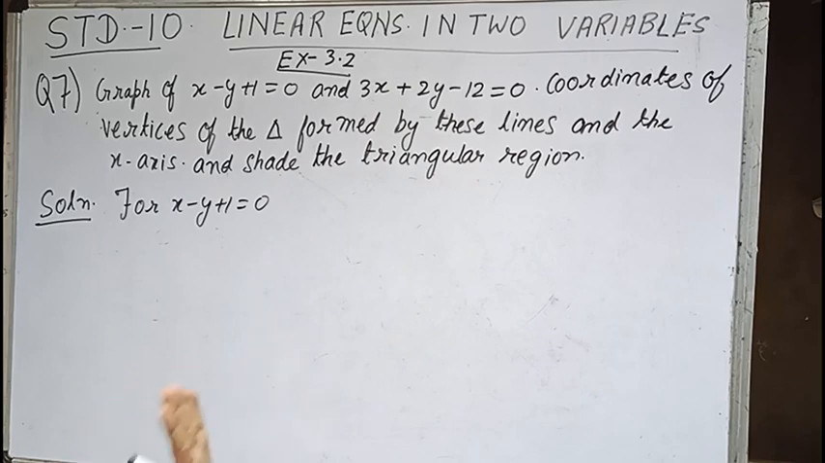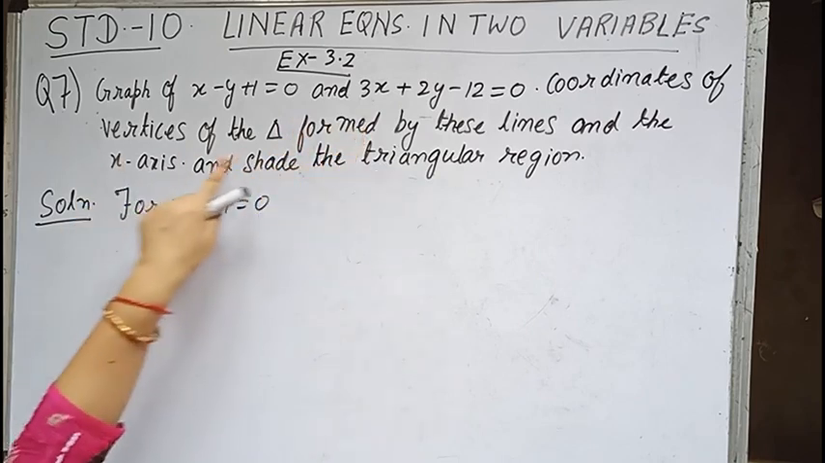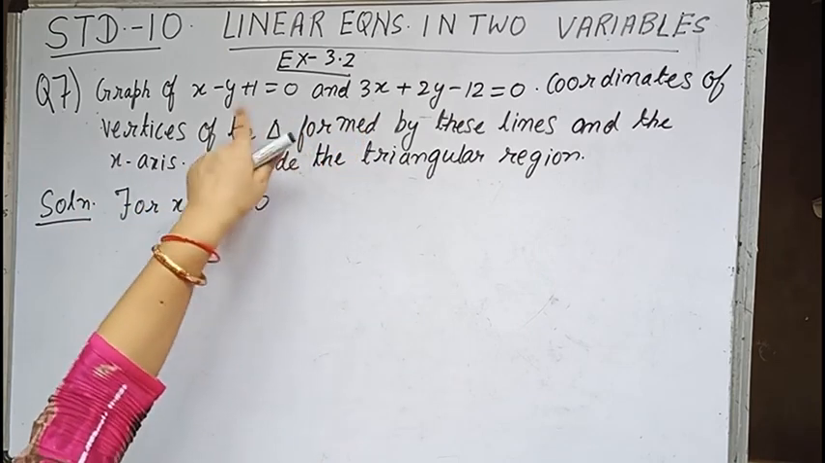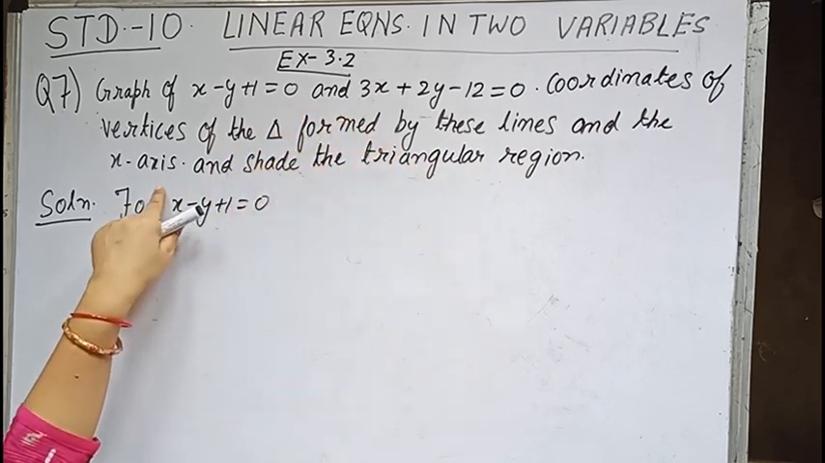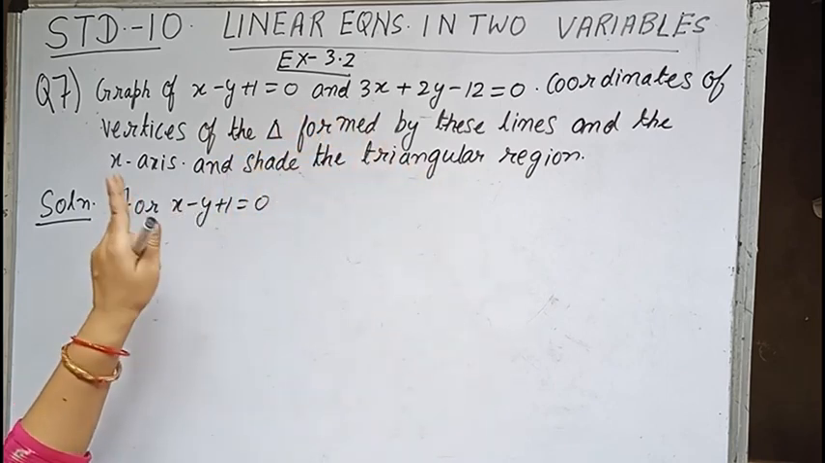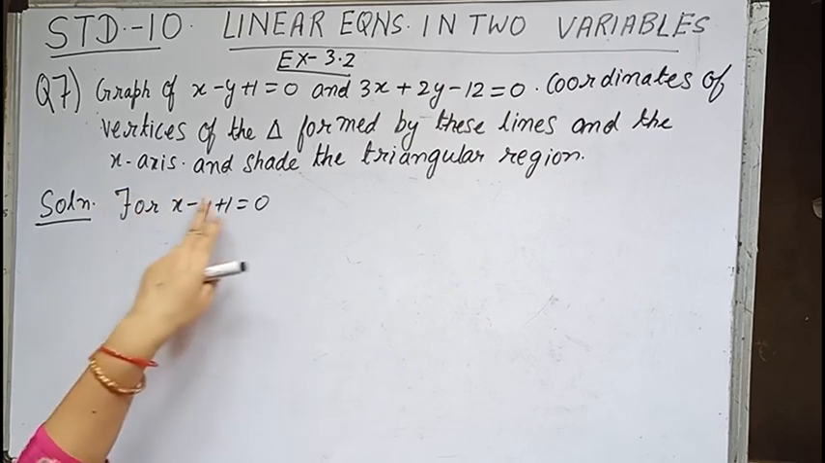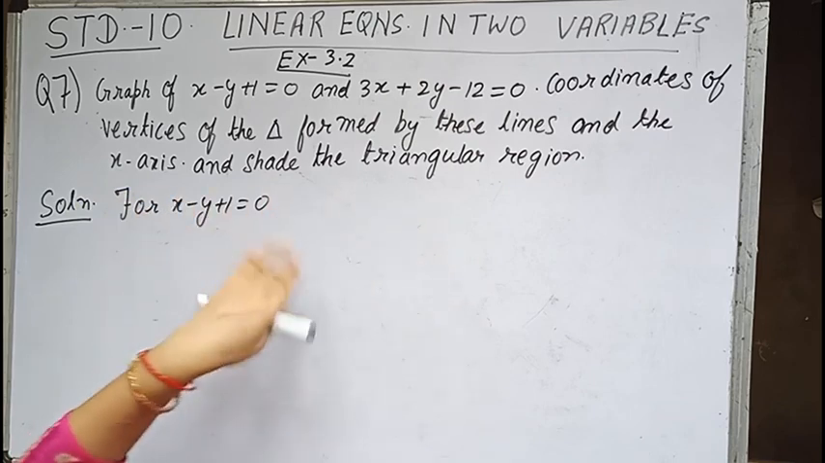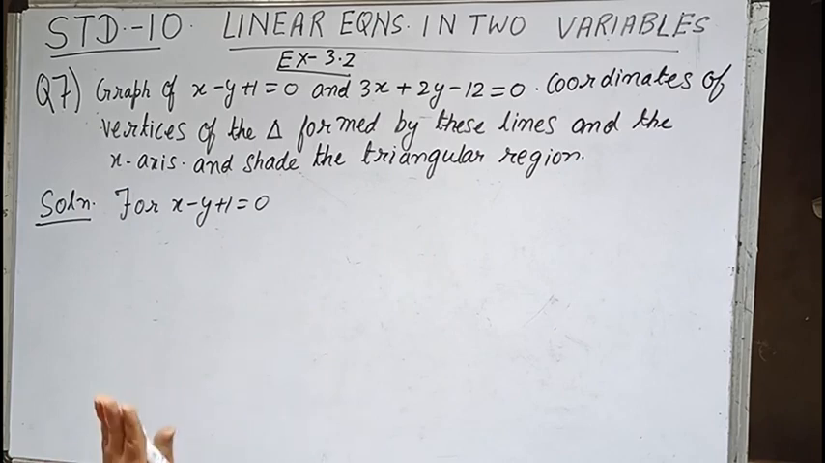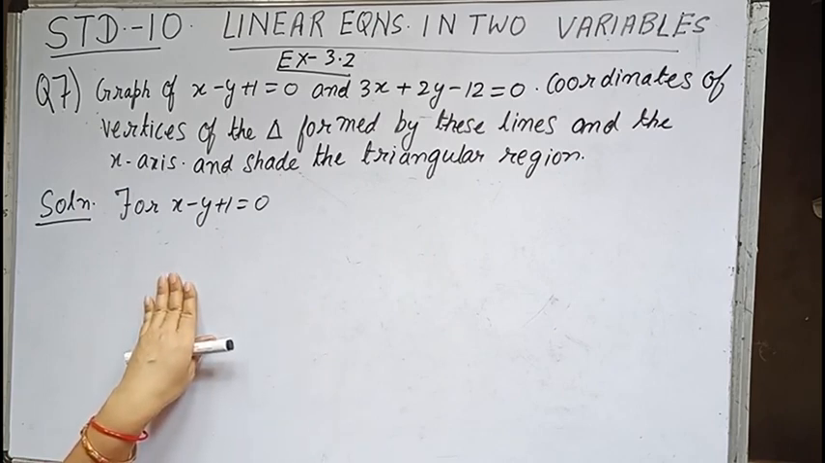So this question consists of 3 sections. Section 1, draw the graph of these two lines. Section 2, find the coordinates of the triangle formed by these two lines and the x-axis. Children, over here in place of x-axis, it can be y-axis also for a separate question. And the third part is shade the triangular region which you have got. So this is an important question from the examination point of view.